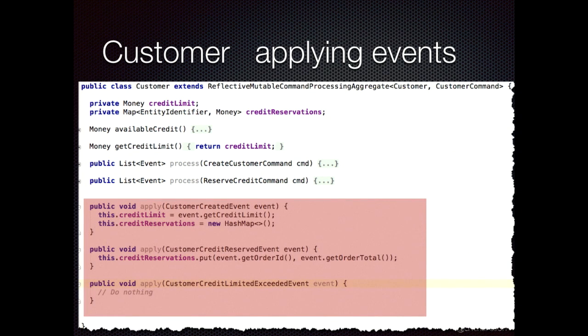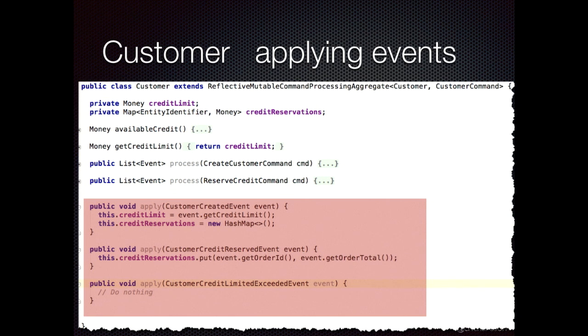And the corresponding one there is customer credit reserved event. For customer credit reserved event, it just updates the hash map that maps order IDs to credit reservation amounts. So all of the business logic, like the conditional logic that implements the business rules, resides in the process methods. And then the apply events take the events which have already happened and simply perform the state change. So there's no possibility of them failing.